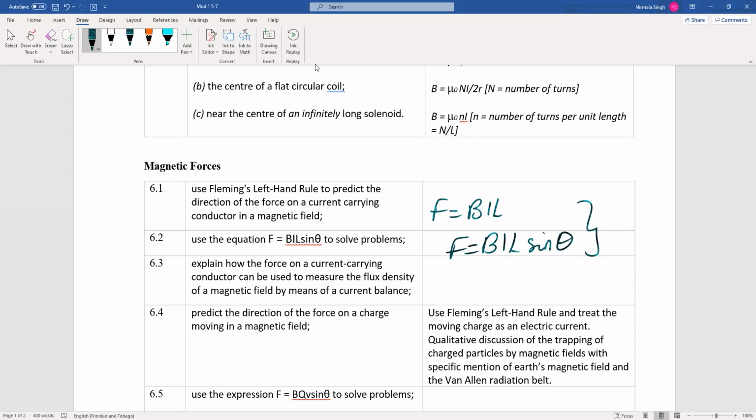Explain how force on a current carrying conductor can be used to measure the flux density, by means of a current balance. So this is going to be homework, to read up on a current balance.